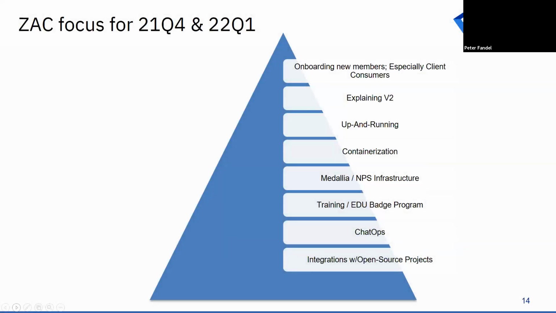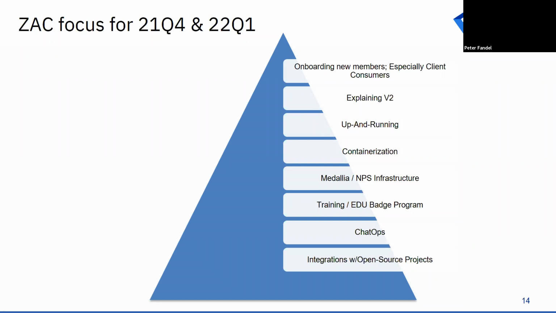And so our focus for the next couple of quarters. We very much want to onboard new members into the ZAC. We're hoping to get an enterprise client and some consumers. We want to talk about V2 and what it means for enterprise customers. We're looking at doing that at Share and at other events around the time of the V2 introduction.